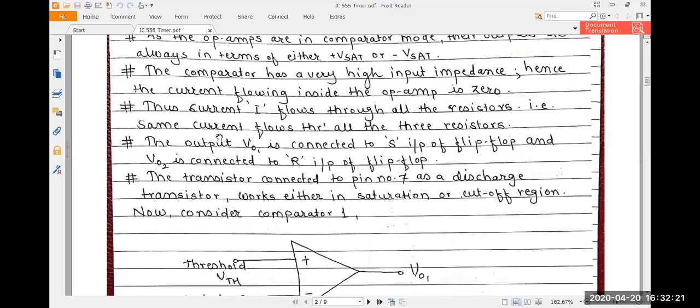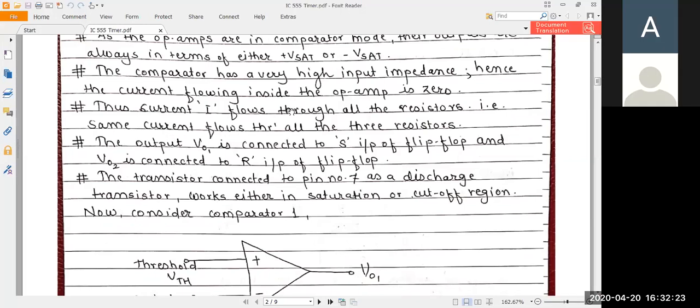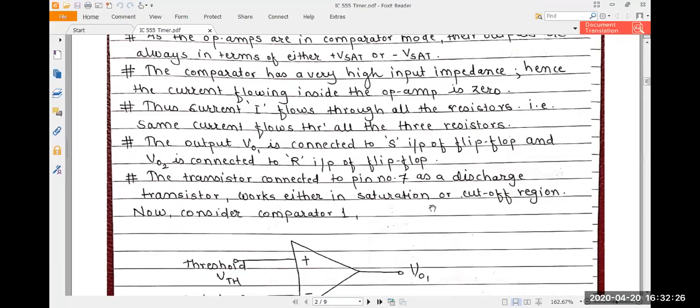So the voltage at that particular terminal, which is the control input, VC, is 2/3 VCC. This we have just calculated. Now VTH is the threshold voltage which we can apply externally, which is in the user's hand, how much VTH we apply. Hence two conditions exist in this particular case: whether the applied VTH is greater than the control voltage or it is less than the control voltage.